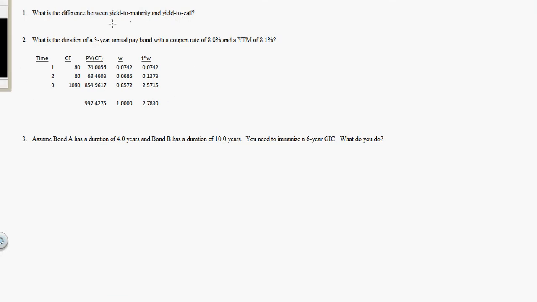Okay, so let's look at 10, 11, and 12, even though they're numbered 1, 2, 3. What's the difference between yield to maturity and yield to call? Yield to maturity is the yield all the way to maturity, but some bonds are callable, so they can be called in early. So you're going to have to change the N, because there's less time to maturity, and potentially the future value. So let me give you an example here.